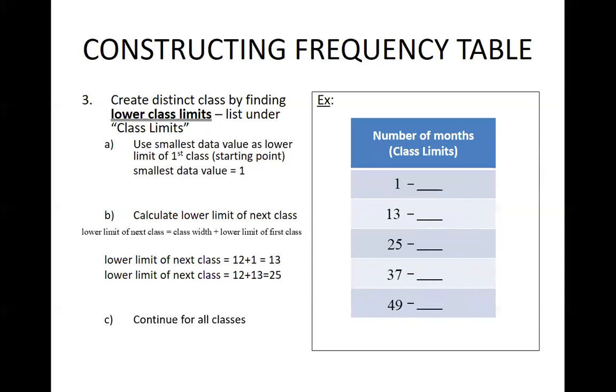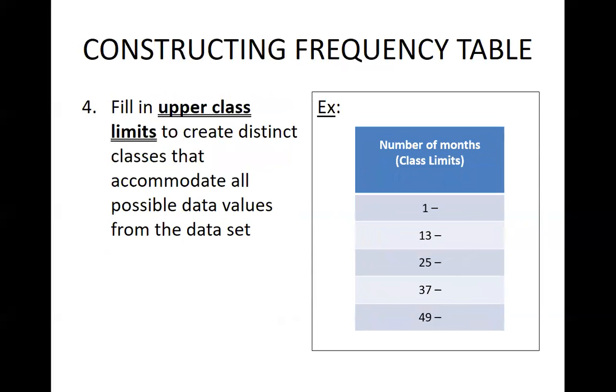Now, to get the upper boundary, my class limits can't have any overlap. So I will need to take 1 away from the starting of the second class, which was 13. What is 13 minus 1? That's going to be the upper limit of the first class because they can't have any overlap. It'll go from 1 to 12, and then the next one will start at 13. What will it go to? 24. And again, I could add 12 to 12 to get 24.